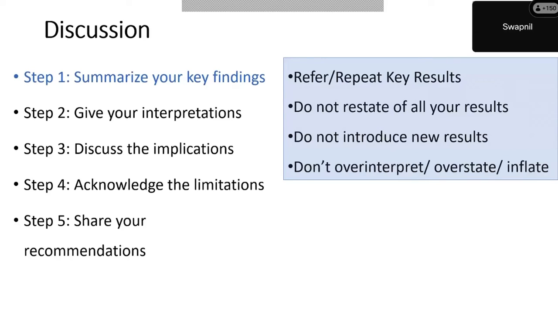The next section, which is one of the most important sections, is the discussion. This is the place where you interpret your results. To do that, one of the first steps is to actually have a short summary of your results. We do not restate the entire result, but you talk about the most key values, key results that you found in your entire thesis. We do not introduce new results over here, and we do not try and overinterpret or overstate or inflate your findings in this particular area.